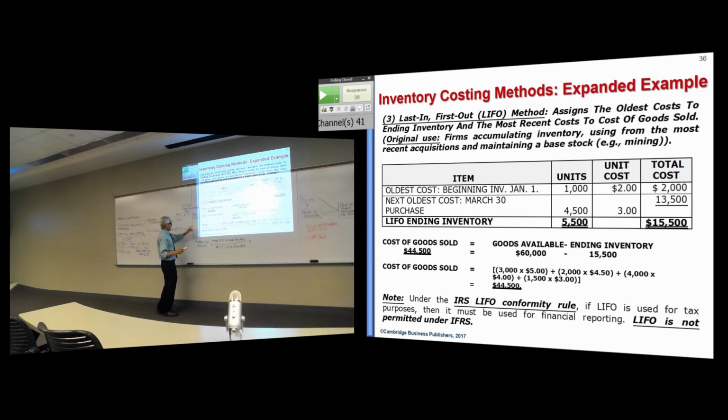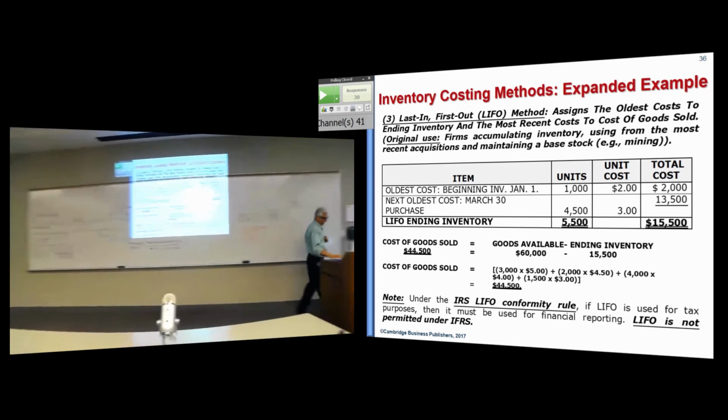And of course, the cost of goods sold, because this has to equal 60, you know it's got to be the difference. Or if you wanted to, you could count up the table and calculate the cost of goods sold. Cost of goods sold is the most recent. So you would have 3,000 units sold at 5, 2,000 at 4.50, and so on.